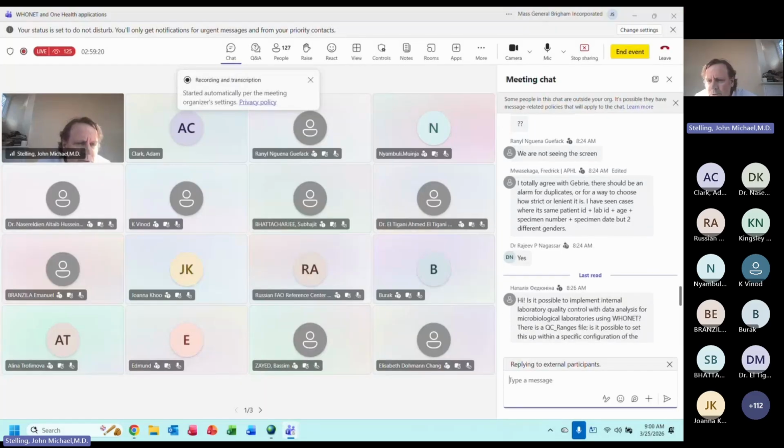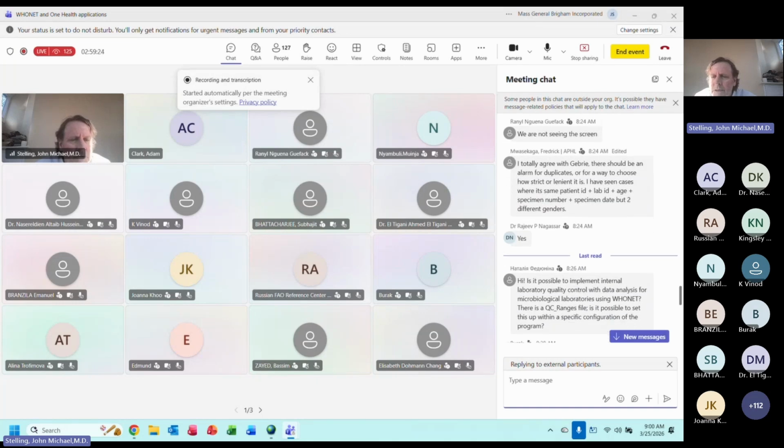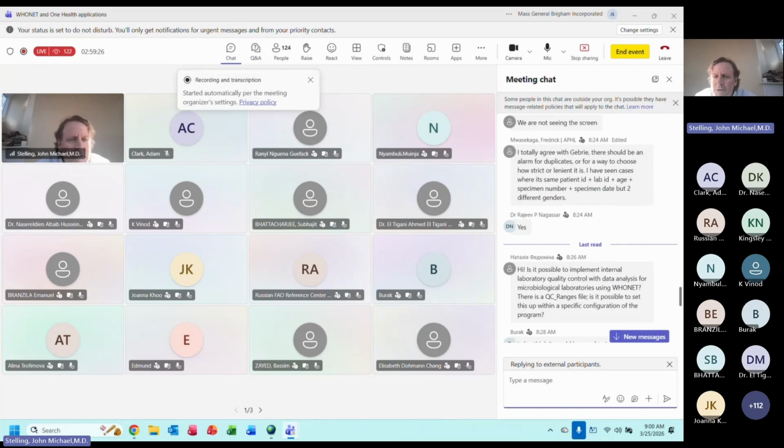I totally agree with Gabriel. There should be an alarm for duplicates or a way to choose how strict or lenient it is. I've seen cases where the same patient ID, lab ID, age, specimen number, specimen date, but two different genders.